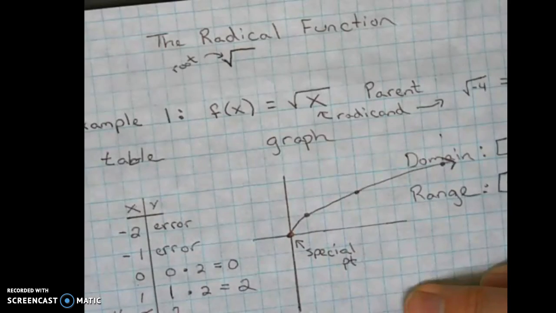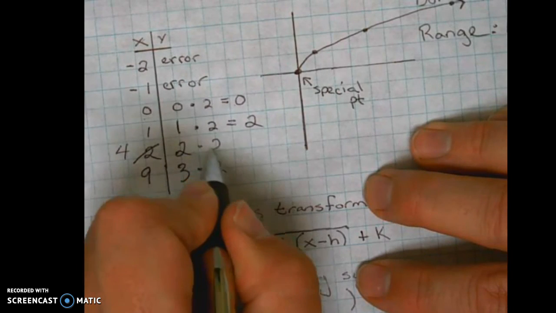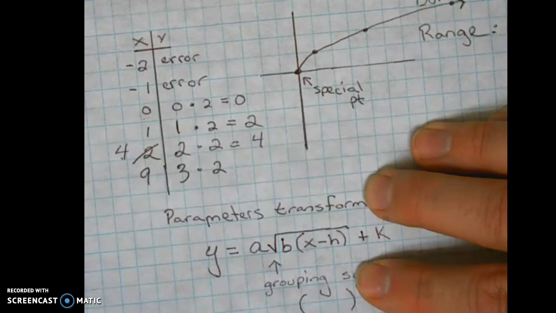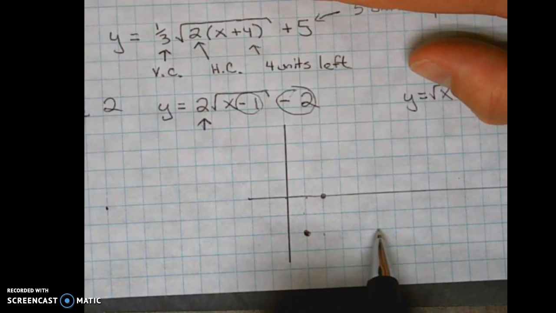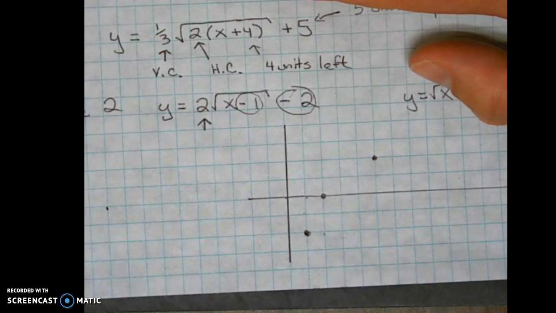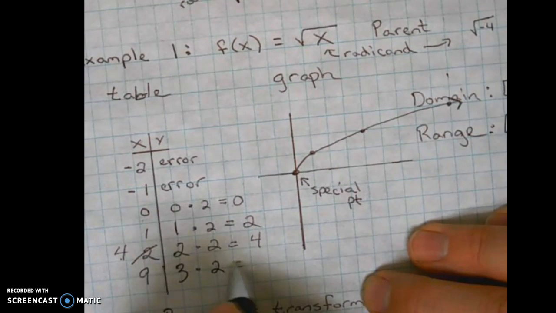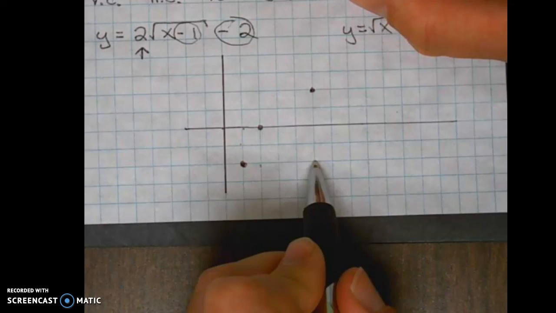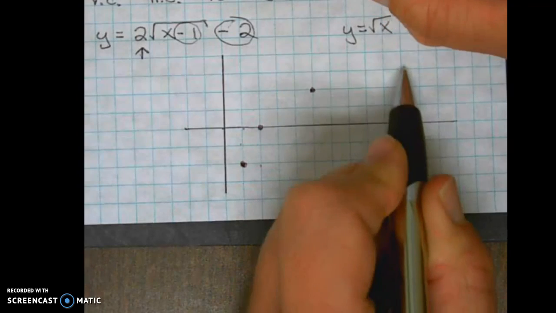Okay. Our next point that we graphed was 4, 2. Multiply that by 2. So our next point is going to be 4 to the right and 4 units up. So from our point 1, 2, 3, 4, 1, 2, 3, 4. And then 9, 6. 1, 2, 3, 4, 5, 6, 7, 8, 9. 1, 2, 3, 4, 5, 6.